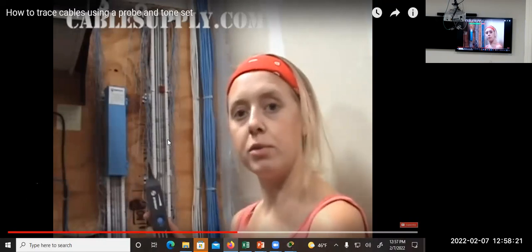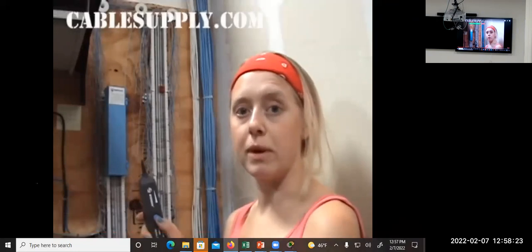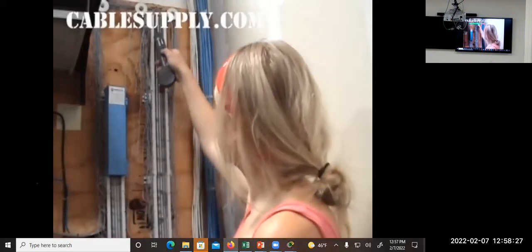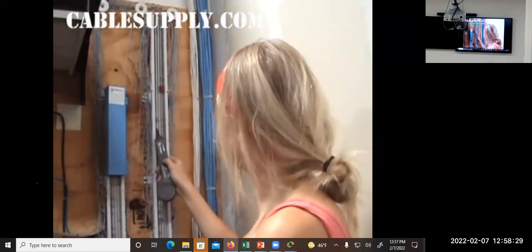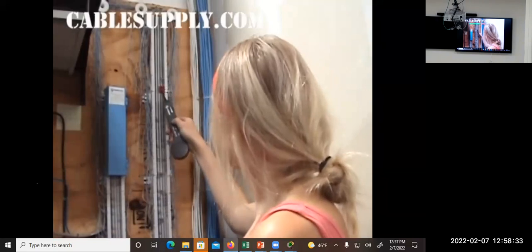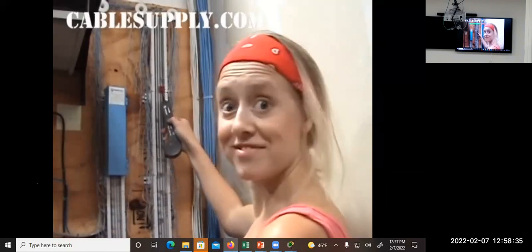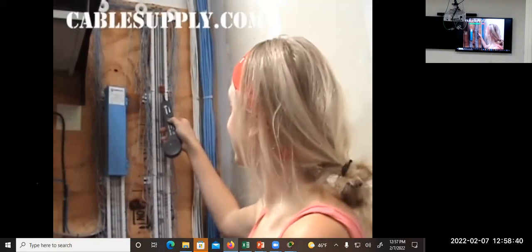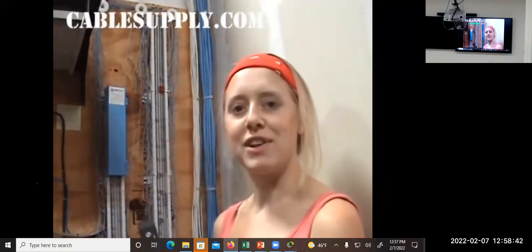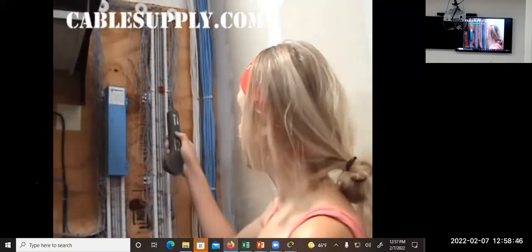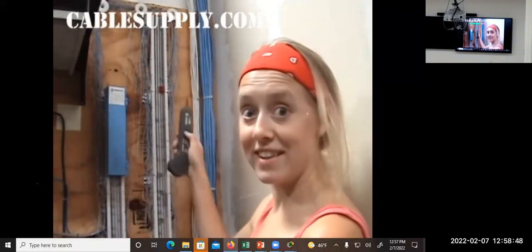I'm going to hold down the blue button and run the probe over the punch down cables at the 66 block. There it is. Now we have successfully identified which cable goes to the jack in the other room. That one.